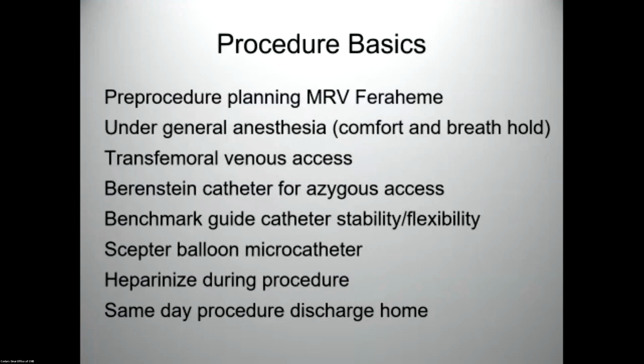These are the basics of our procedure. I like to obtain an MR venogram to get the roadmap and anatomy. We perform the procedure under general anesthesia. It is comfortable, and it allows for precise breath hold imaging when we need to get really detailed imaging of the vascular anatomy. I usually use a transfemoral approach, even though we frequently work in the azygos and close to the neck. It's easier and safer. And we use balloon catheters, microballoon catheters, and usually patients are discharged the same day.